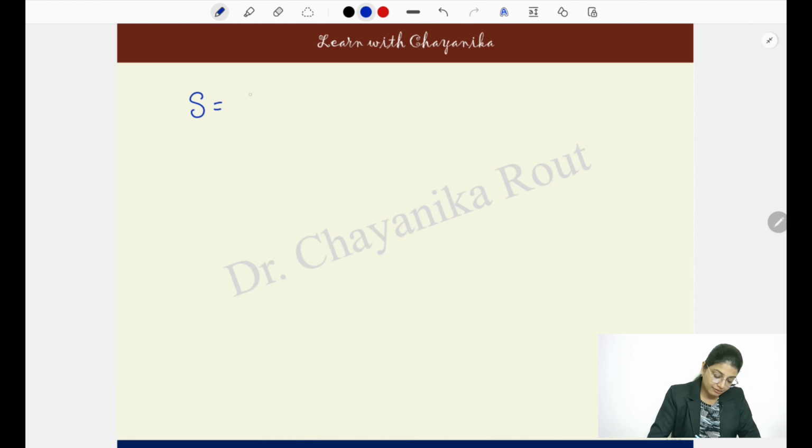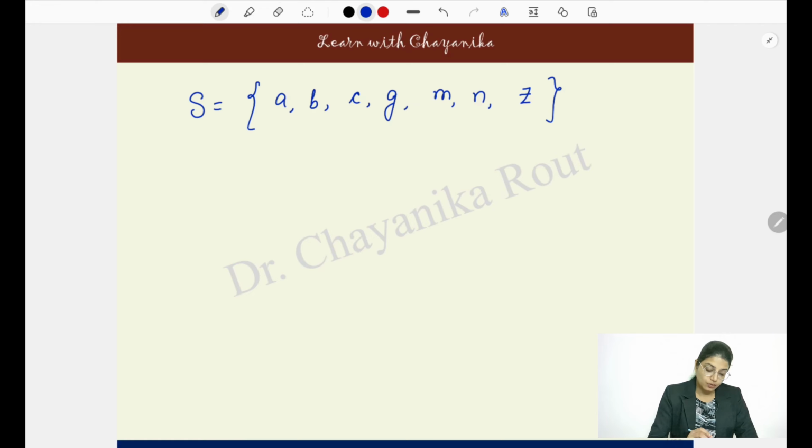So, suppose we have a set S containing some elements. Let's suppose this is our set S. What do we mean by partition of this set? By partition we mean we divide this set into a collection of subsets such that every subset of this collection would be non-empty. If we pick any two subsets of that collection, we will find they are disjoint sets, and all these subsets taken together, that is their union, will give us the whole set S.